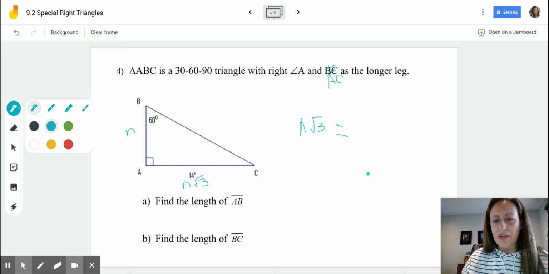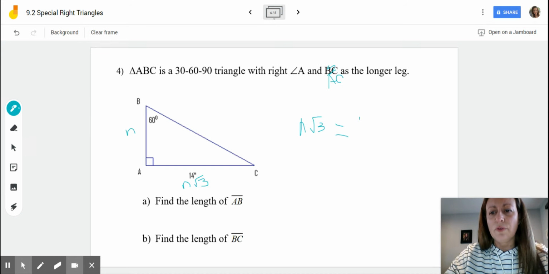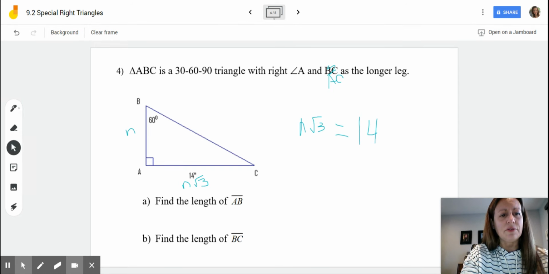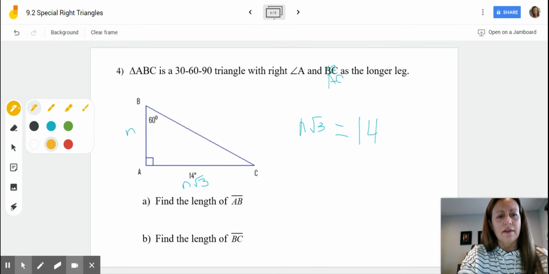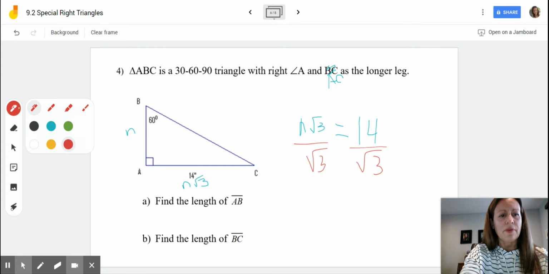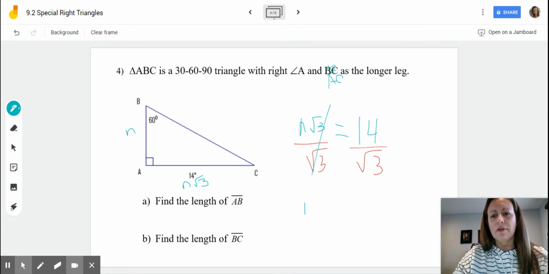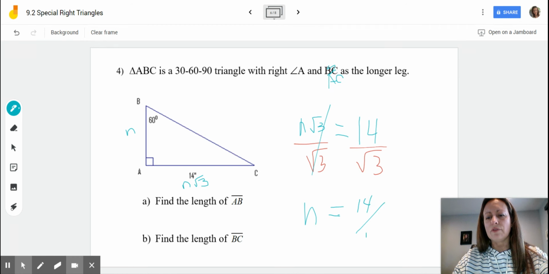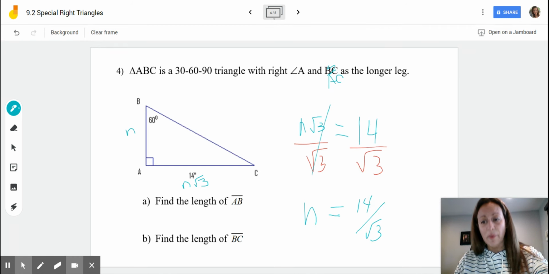Okay, so if n radical 3 is equal to 14, how do we find n? We have to divide, and I like to do this in a separate color, divide both sides by radical 3. So we end up with canceling out. Well, that equals 1. n equals 14 over radical 3. Now that, if you remember from algebra, is not an acceptable way to give a radical answer. We never give the radical on the bottom.